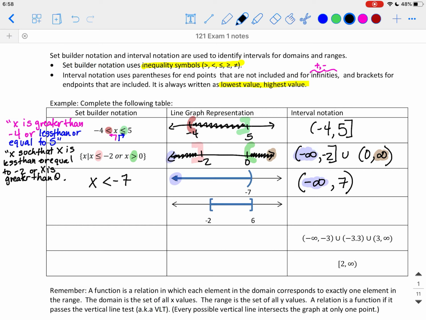The next one is bracket -2 to bracket 6. So our interval notation is already done for us. So bracket -2, the -2 is included, so we put a bracket on it, and then 6. So the set builder notation is going to be x has to be less than or equal to 6, and x has to be greater than or equal to -2.